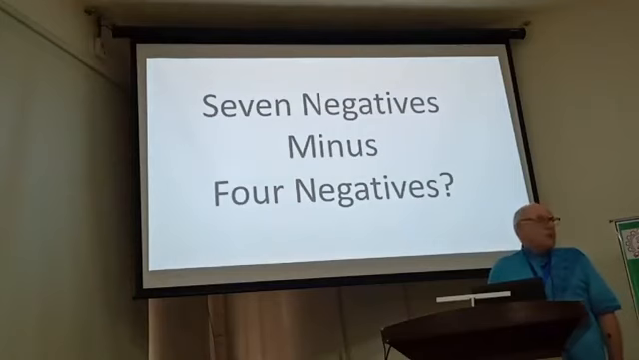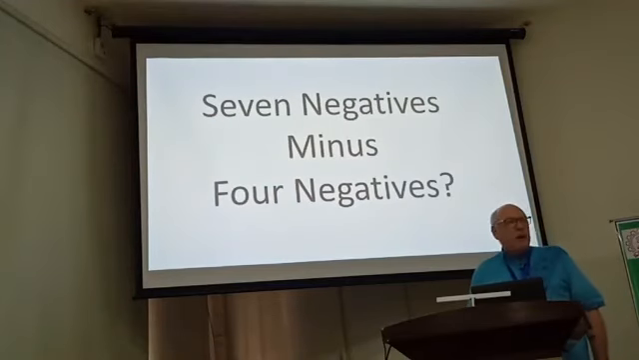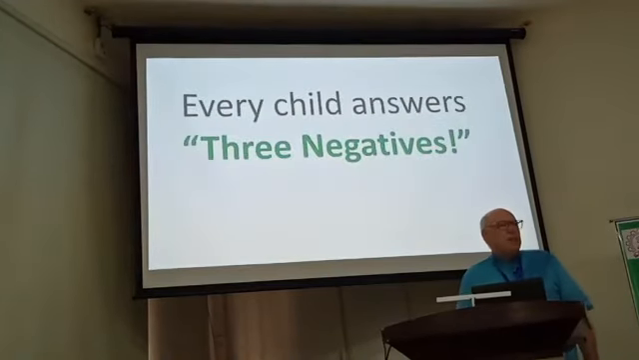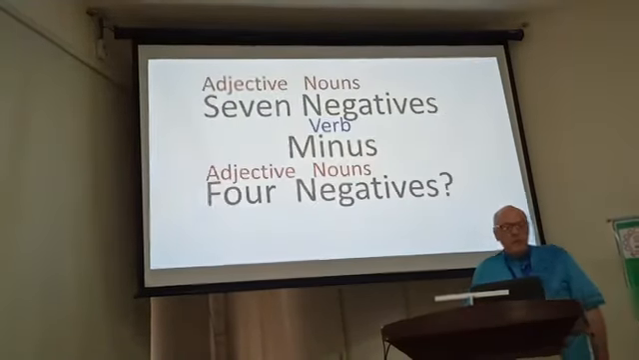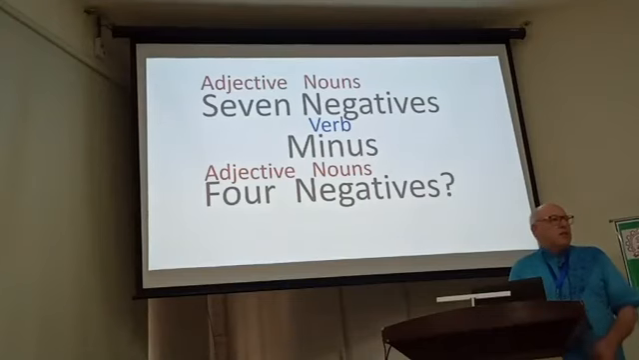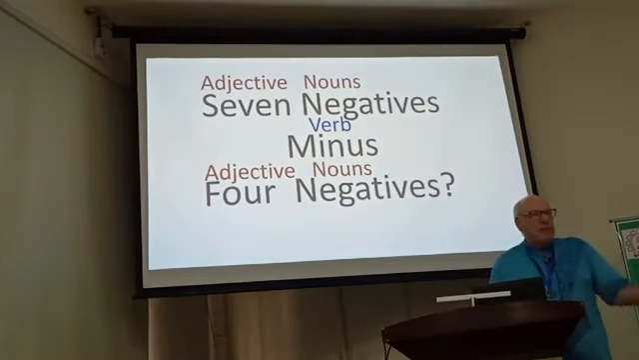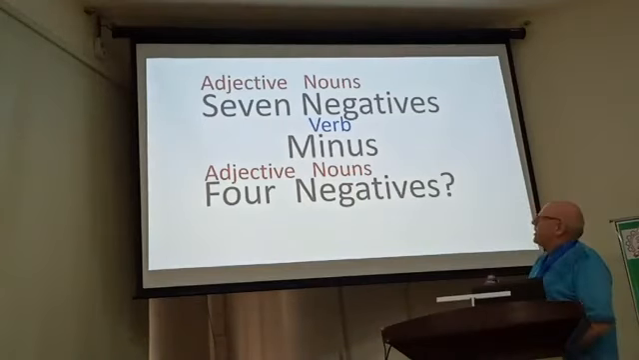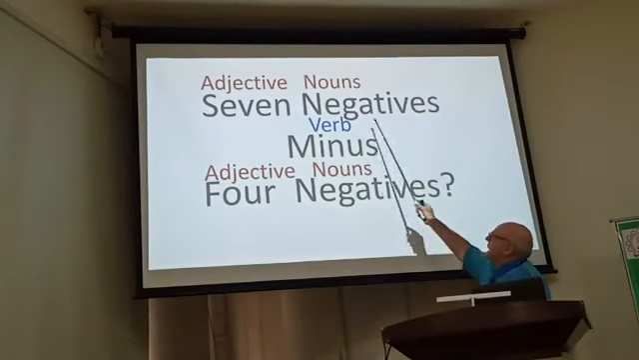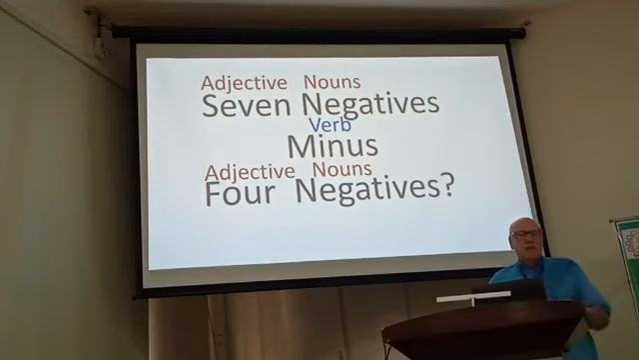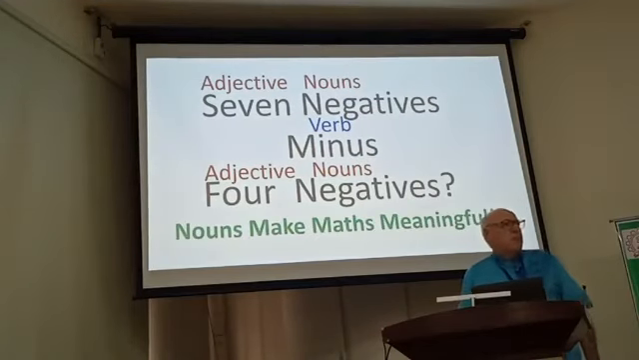Now, if I ask children, 7 - -4, every child answers 3 negatives. It's about the most impactful change you can do in your teaching that I can offer you. Why? Because the semantic structure is correct. We've got to get the parts of speech right for our language of mathematics, because mathematics is a language. So the structure, as you can see, becomes adjective nouns, verb, adjective nouns. And that just becomes simple.